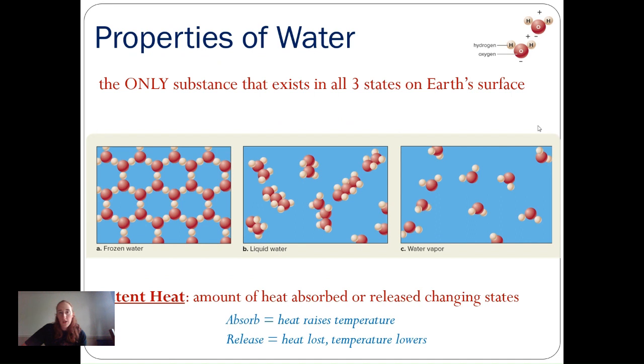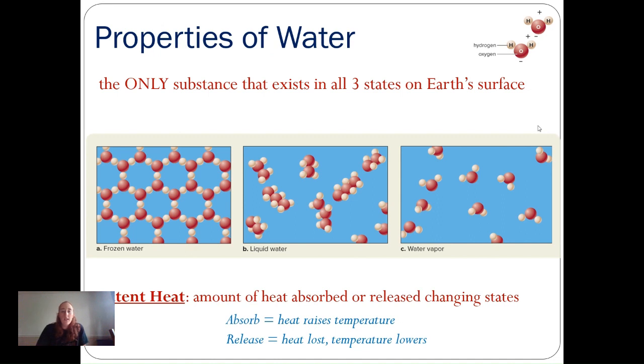So if we're thinking about water in the atmosphere, I just want to recap the properties of water. You've probably learned this at some point, but water is the only substance that exists in all 3 states, frozen, liquid, gas, or vapor on Earth's surface. And the ability of water to change from one phase to the other is what drives a lot of our processes on Earth in terms of the hydrologic cycle, weather, climate, and even creating life in the first place.